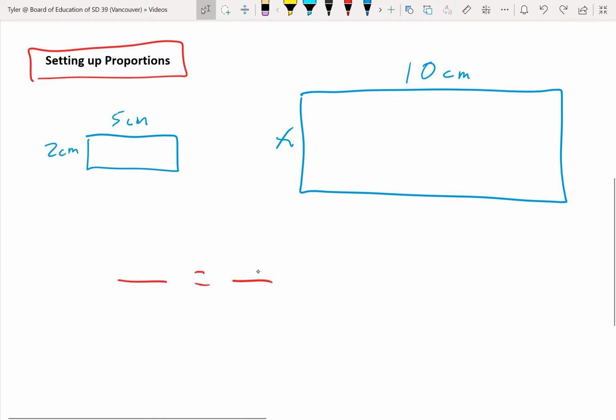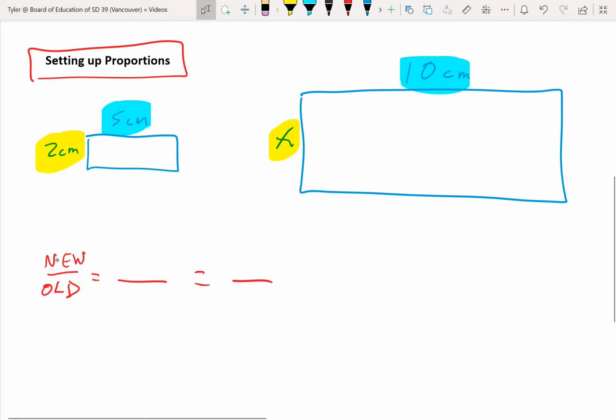So what we're going to do first is I'm going to pick which sides match with which. So I got a 2 and an x, and then I got a 5 and a 10. Now, the way I like to do it is I always like to write new divided by old on the side, so I can kind of see what's happening.